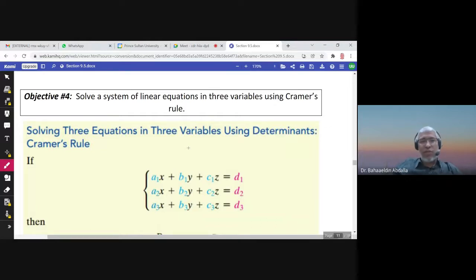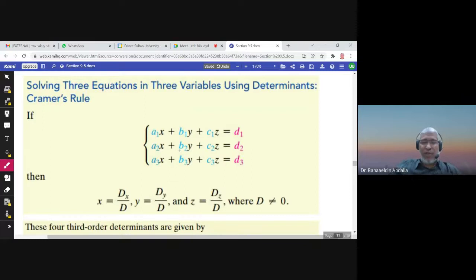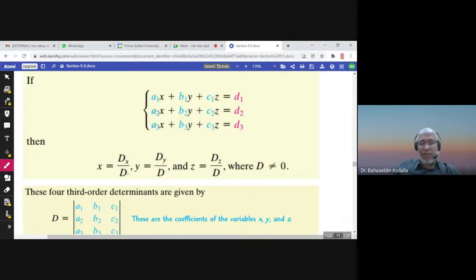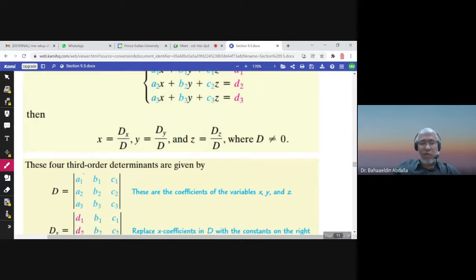One more point in section 9.5, Cramer's rule, but this time when using it to solve systems of linear equations in three variables. So three equations and three variables. Well, it is exactly similar to Cramer's rule when we solved two equations in two variables. You find three determinants, the determinants D. But this time the determinant D, in which you write the coefficients of x, y, z, is a 3 by 3 determinant. That's the only difference.